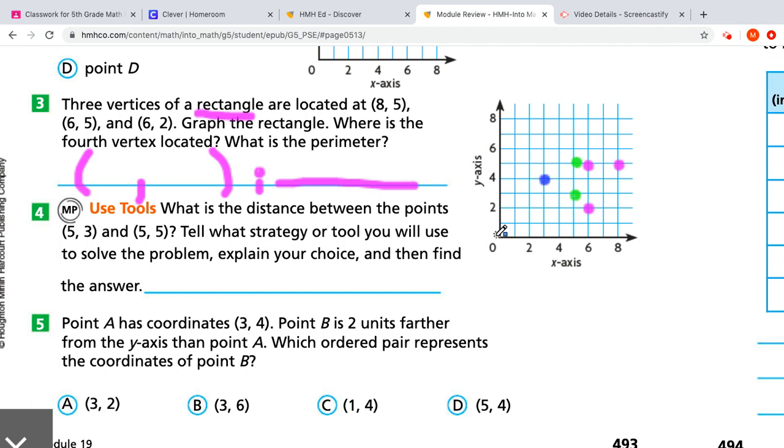Okay, so number 5, the coordinates 3, 4 is A. And then point B is 2 units further from the y-axis. This is the y-axis, so it's further away by 2 points from point A. So which of these do you think it is?